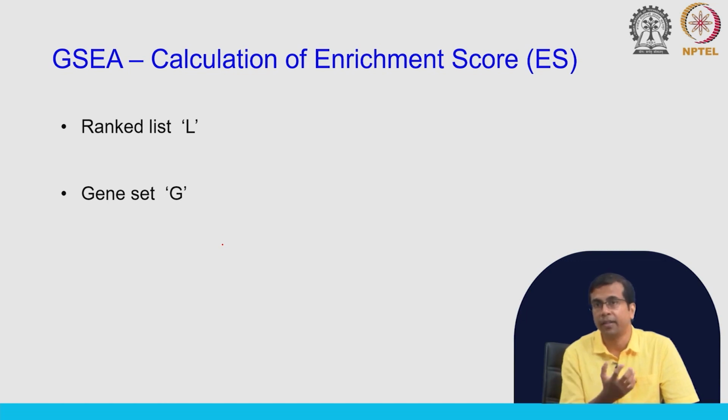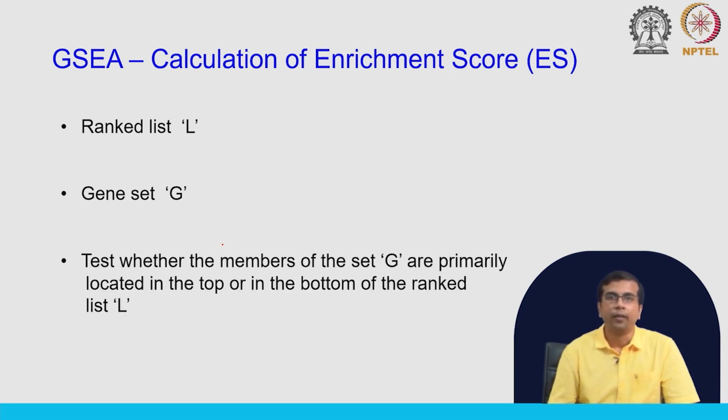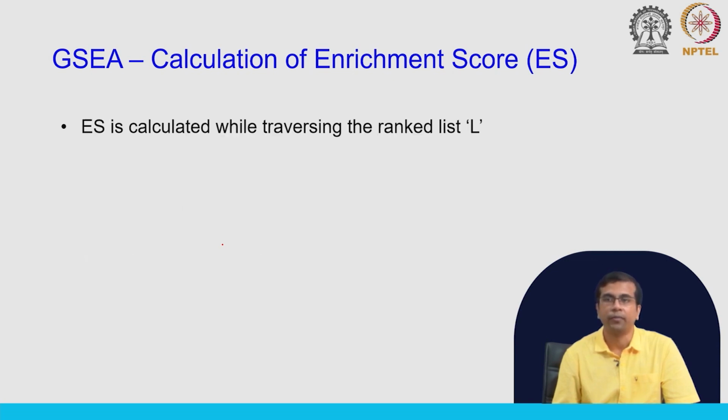Why the top part? Because again this is a rank list. So, the top genes are very interesting because they are probably showing the most differential expression. If these gene sets are overrepresented at the top, this means they are probably associated with the differential expression and have some important biological consequence. So, this method tests whether members of set G are primarily located in the top or in the bottom of the rank list, and that is what will give us more insights into the biology of the system.